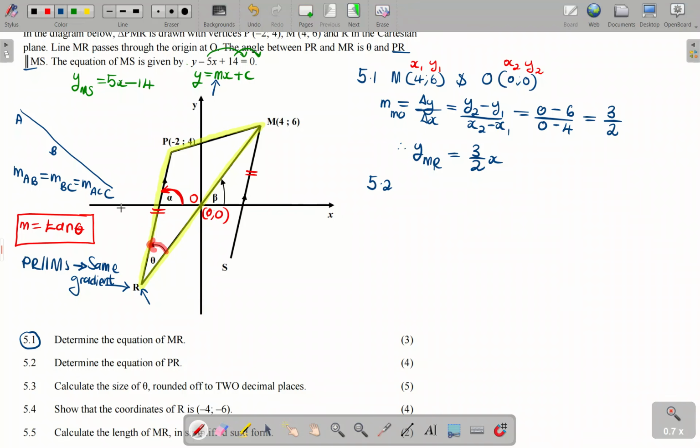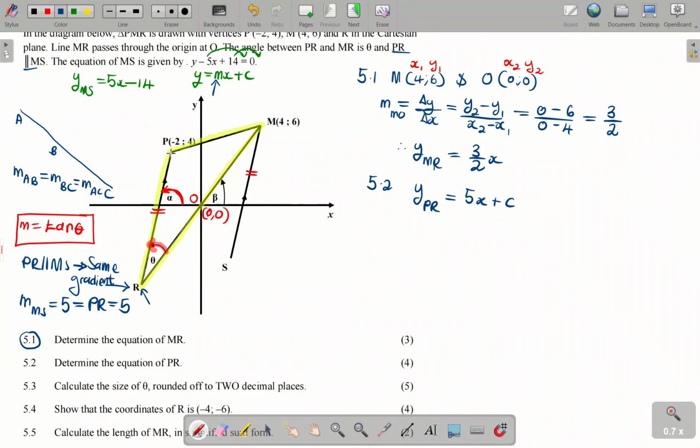So now you know the gradient of MS, which is equal to 5. So it means also the gradient of PR is just going to be 5, because these two lines are parallel to each other. So now we're just going to start there and say, okay, already we have gotten the value of m. So PR is equal to 5x plus c.